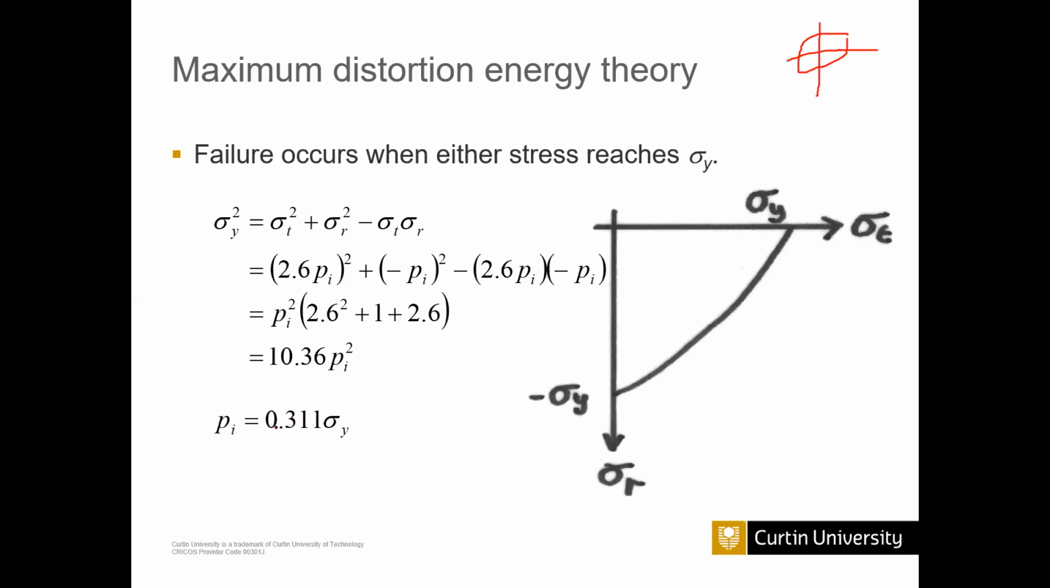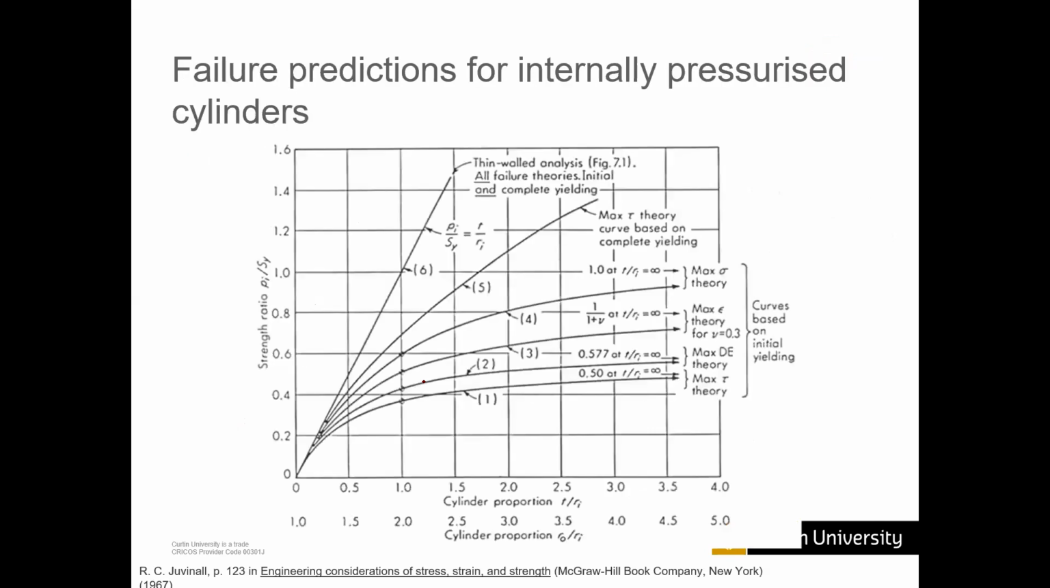You need to get the square root value. Then it is 0.311 sigma y. That means if sigma y is 1000, it can reach only a maximum value of 311. So the maximum allowable pressure can vary with the theory which we use. So this is the relation, comparing the techniques: different technique, different relationship.